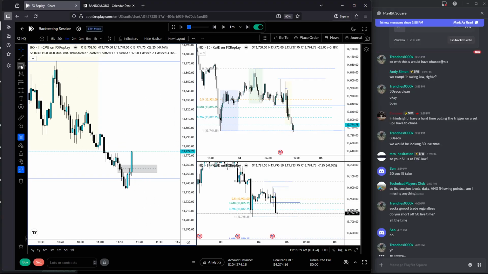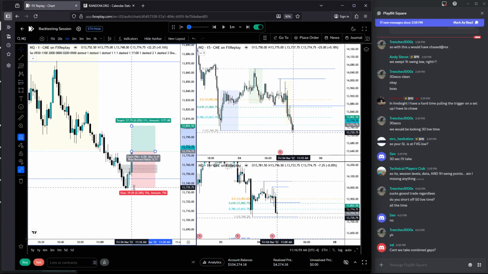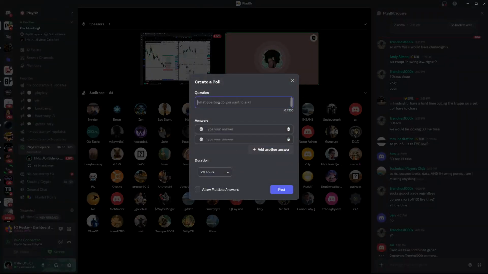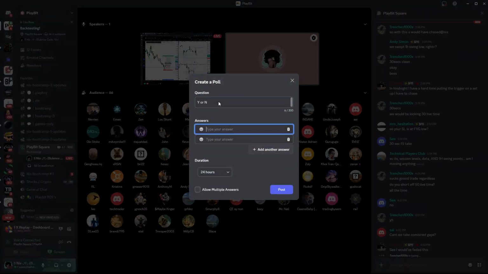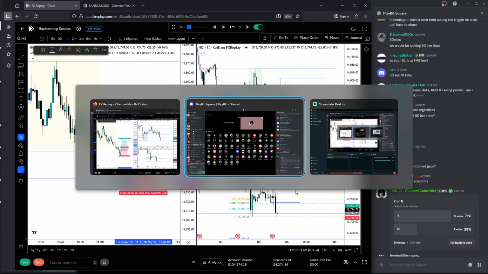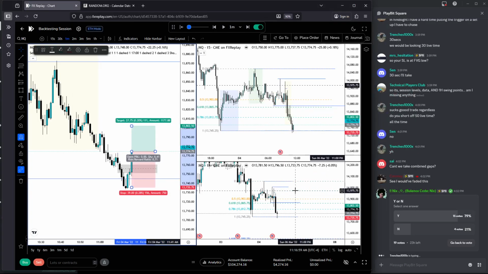Beautiful LLR. Don't want to fade something like this. How do we do this? Okay, we'll just do it like this. It's fine. And put our stops down here because it's out of session, so it's not in New York. We are taking combined gaps here. That's fine. So let me create a poll here. Okay, there you go. Start voting.